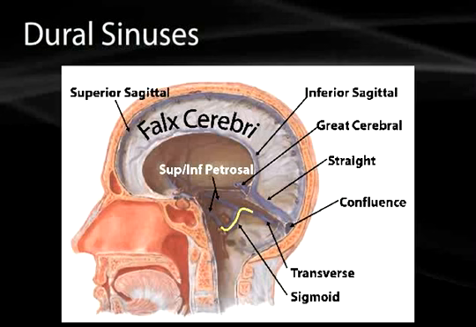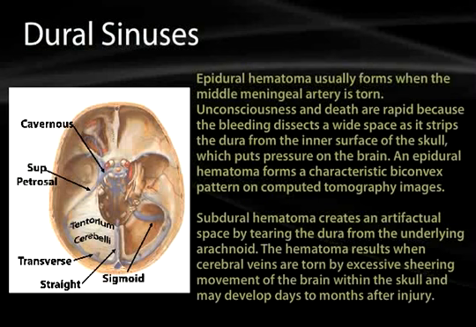Here's another view to show them, and you can take another look to make sure that you see all of those various components. I've highlighted the sigmoid sinus as it drops away from the transverse and into the jugular foramen. Notice how I've also added the superior and inferior petrosal sinuses. The superior one will run across from the transverse sinus along the petrous ridge, and the inferior will run from a place known as the cavernous sinus.